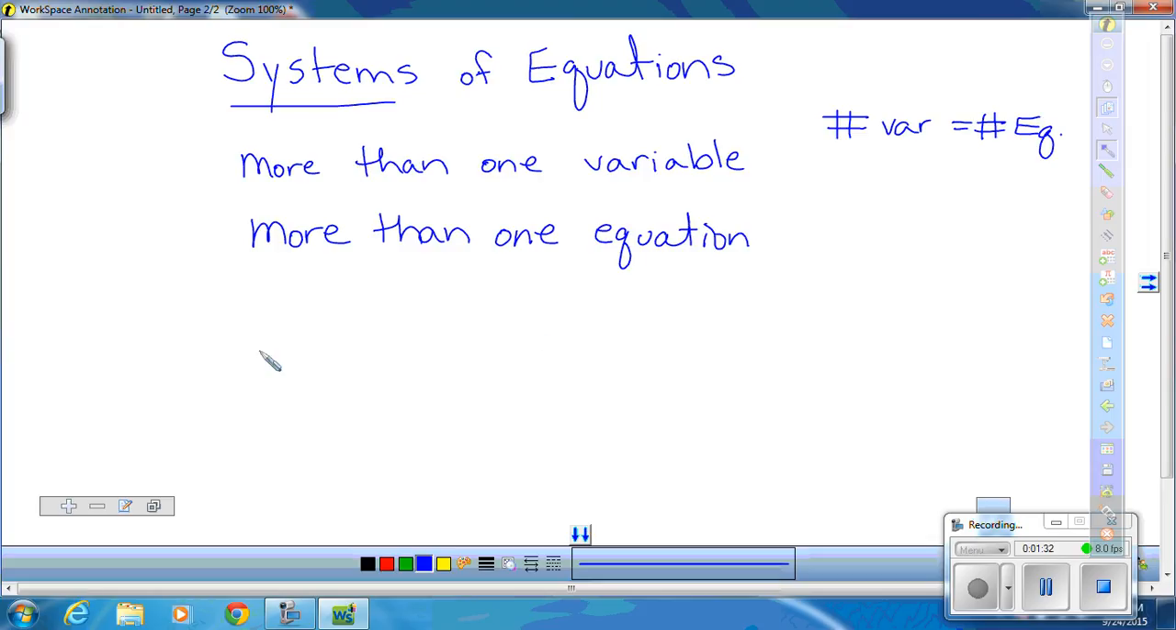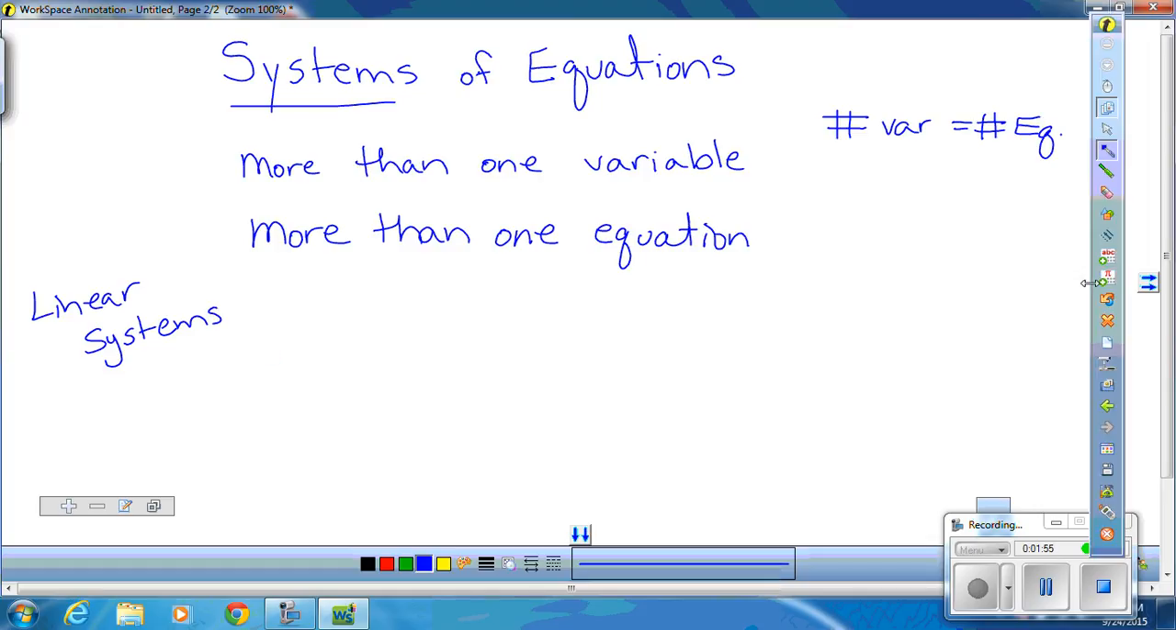Particularly for this unit, we are going to be focusing on linear systems. So we are going to be just talking about lines, straight lines, but you can have systems of equations with other types of equations, and we'll see those as we go throughout the school year. But right now we're going to focus on linear systems, so linear equations and linear inequalities.